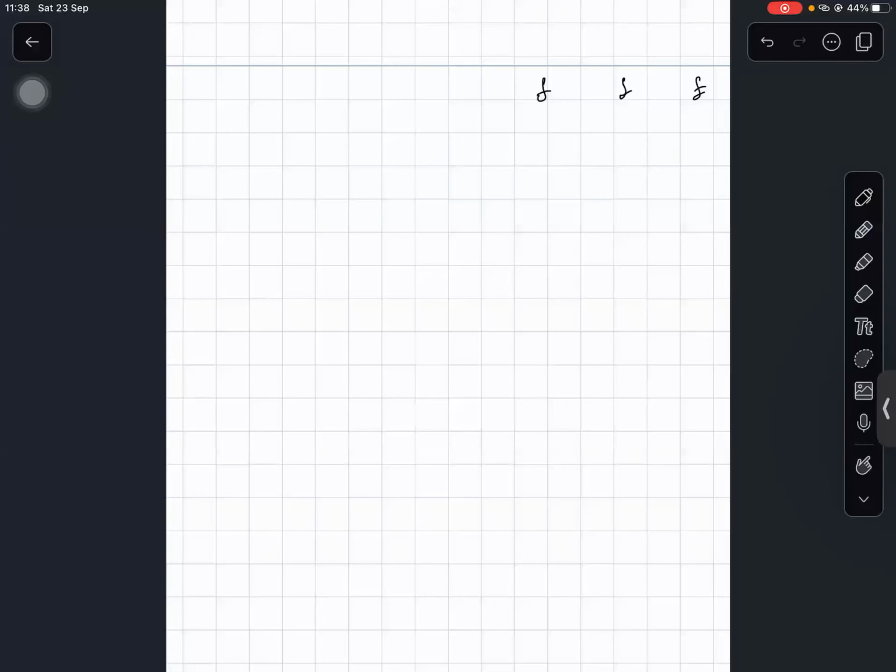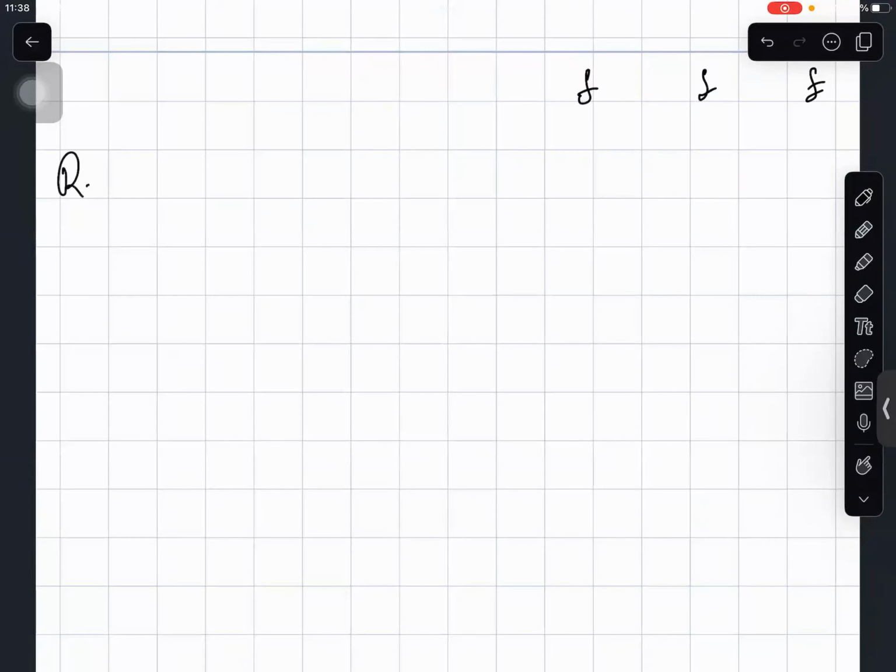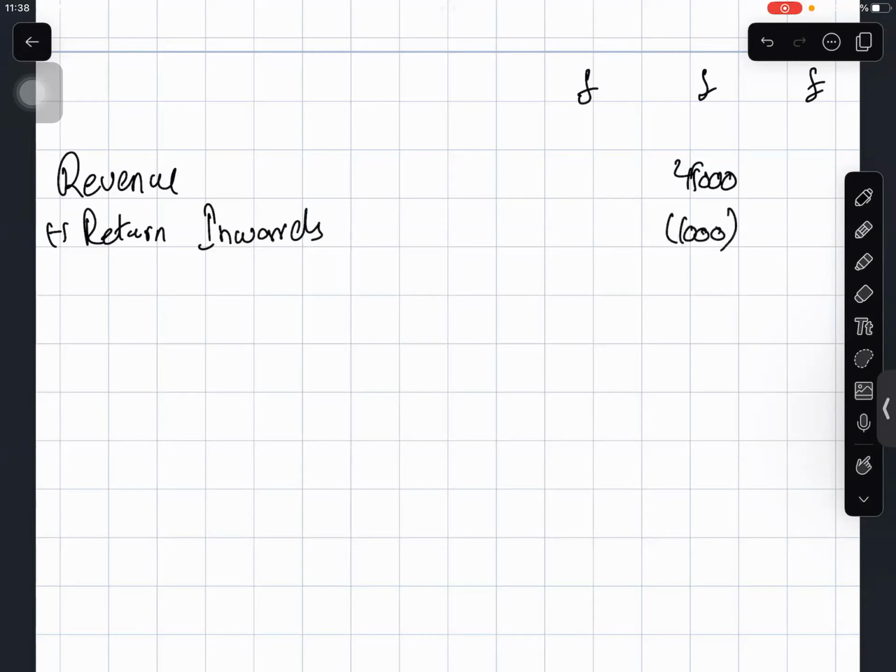Okay. All right. So we're starting with, obviously, the first item, which will always be revenue. Revenue is 45,000. And then we have return inwards. The figure for that is 1,000. Subtract these two and we get 44,000.